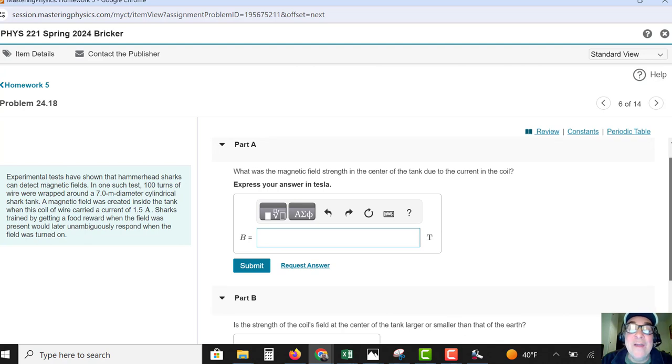I would say, my guess would be, if the sharks are responding to this magnetic field, it must be bigger than the Earth's magnetic field. But let's take a look at the formula, and then I'll leave it to you to put the numbers in.